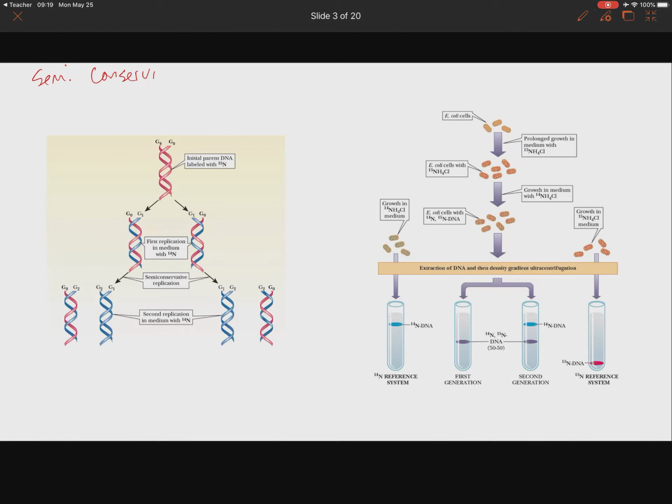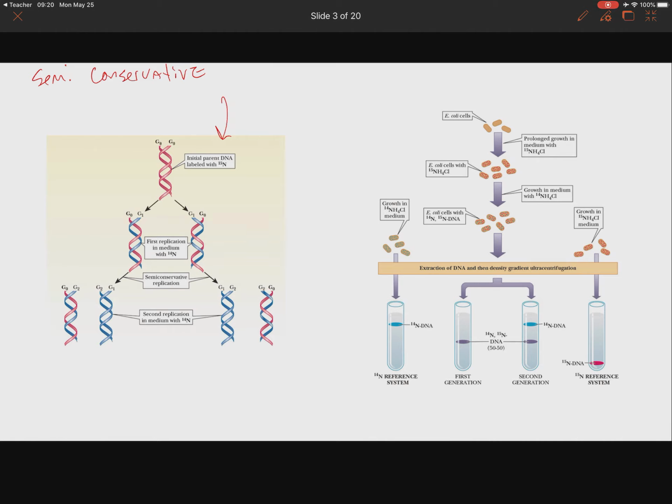Semi-conservative. So DNA replication involves separation of two original strands and producing two new daughter strands. And you can kind of see that happening here. Now, we've learned a lot about how this happens by using N15 labeled nucleotides.